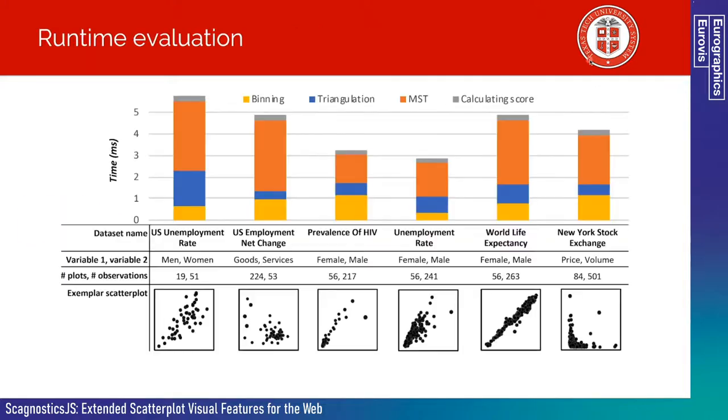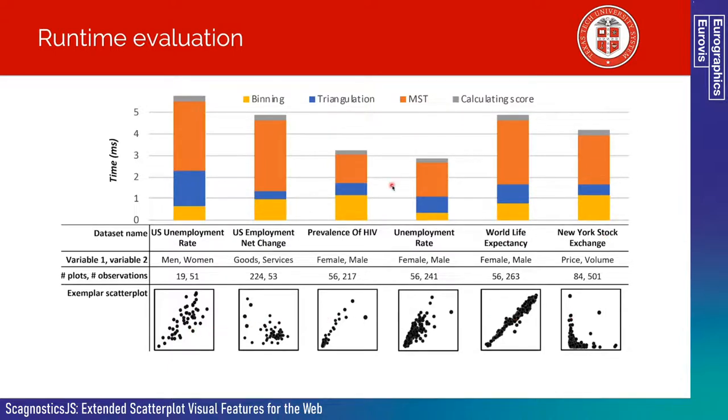Scagnostics.js evaluation. We evaluate the Scagnostics.js implementation with 6 real-life datasets. They are US unemployment rate, US employment net change, prevalence of HIV, unemployment rate, life expectancies, and New York stock exchange. These are the corresponding exemplar plots.